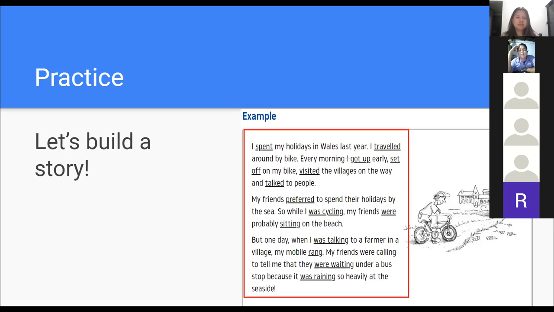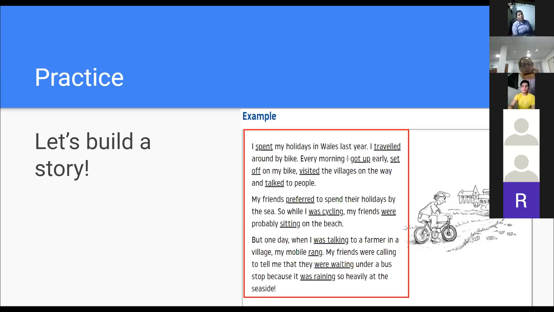So while I was cycling, my friends were probably sitting on the beach. But one day, when I was talking to a farmer in a village, my mobile rang. It's rang, not rang. My mobile rang. Very good.